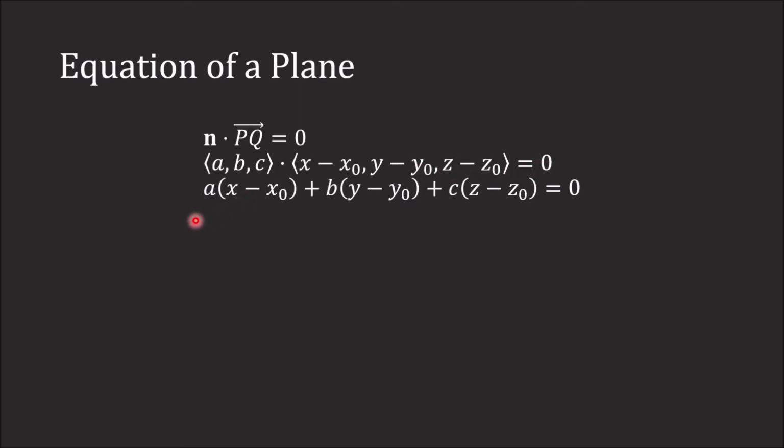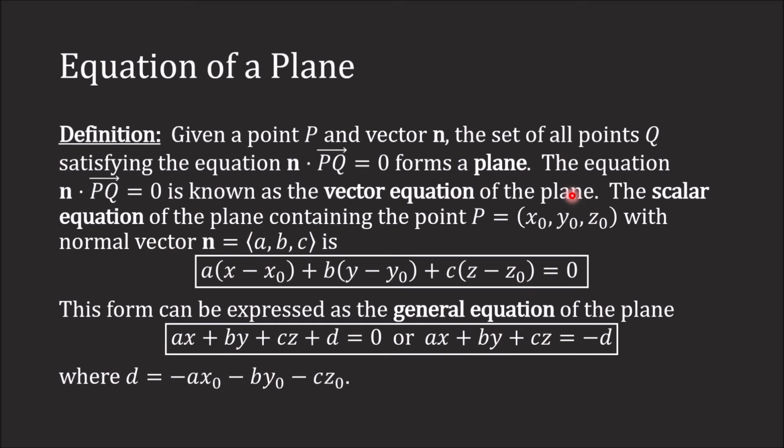So doing the dot product, we get A times (x minus x naught) plus B times (y minus y naught) plus C times (z minus z naught) is equal to 0. And that is summarized in this definition. So the equation n dot PQ equals 0 is called the vector equation of the plane. The scalar equation of the plane would be A times (x minus x naught) plus B times (y minus y naught) plus C times (z minus z naught) equals 0.